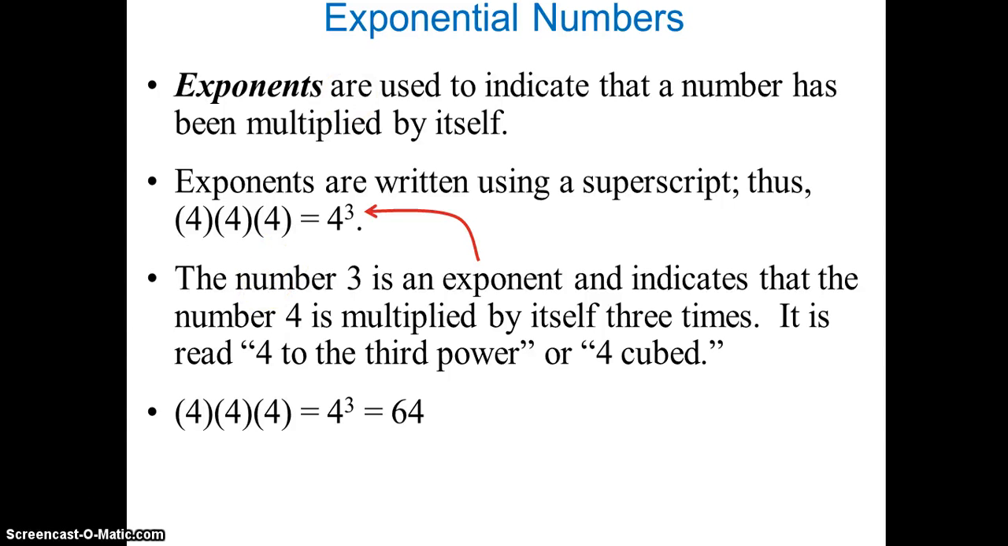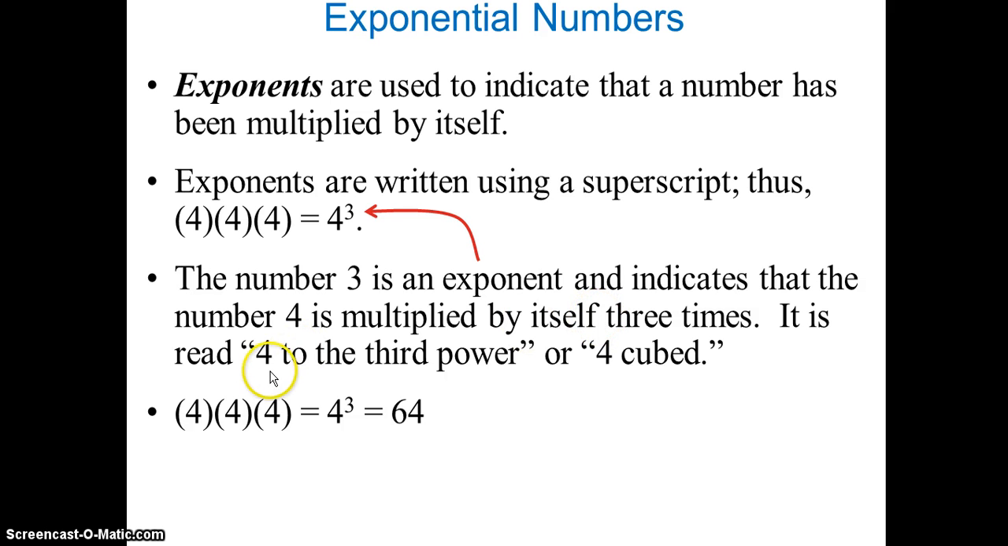Okay, so we are going to define exponents. An exponent basically tells how many times a number is multiplied by itself. 4 raised to 3 means 4 is multiplied 3 times by itself: 4 times 4 times 4. So 3 is called the exponent, and 4 is the number that is multiplied by itself 3 times.